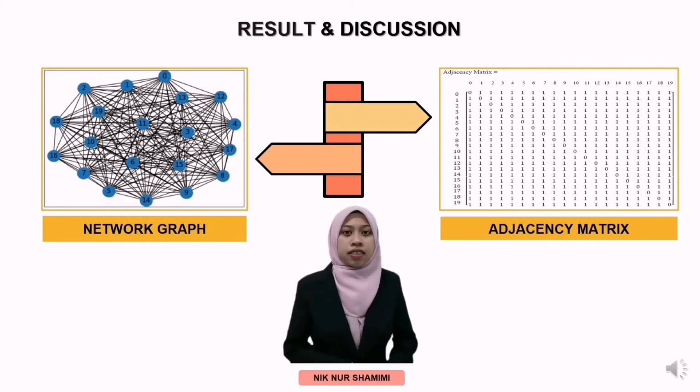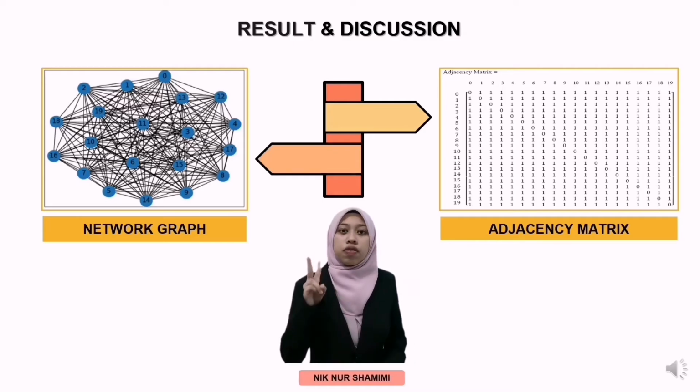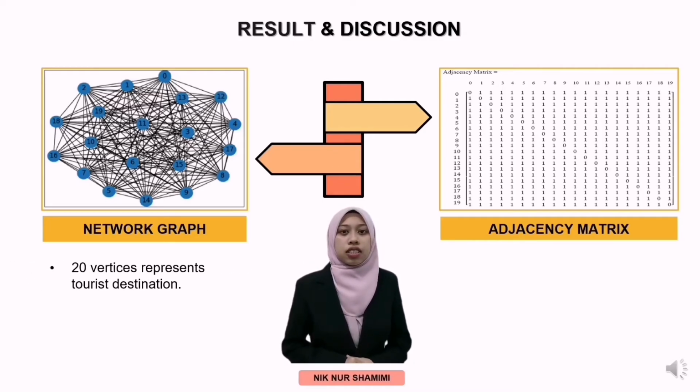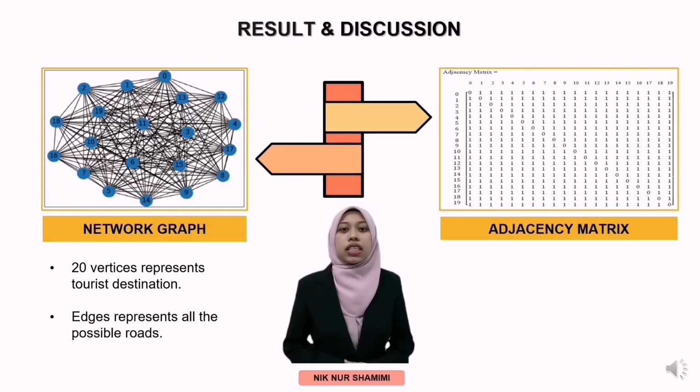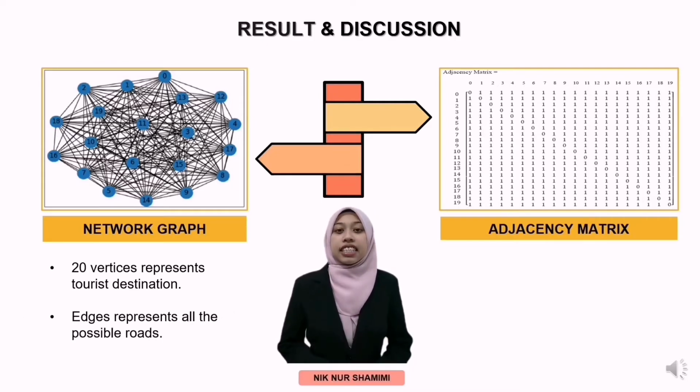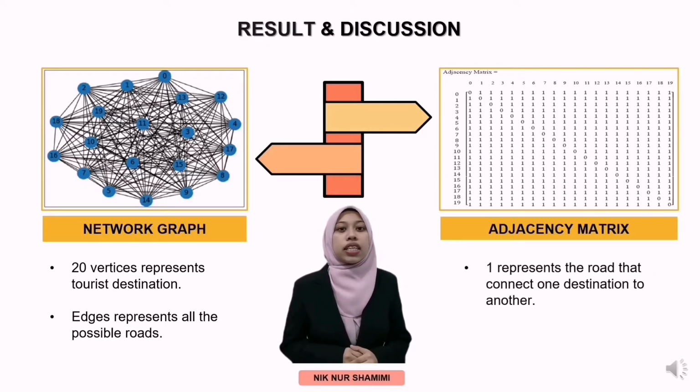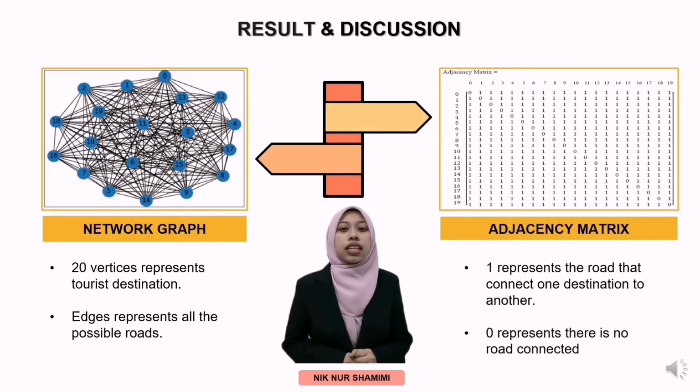On my right hand side, it is shown the network graph of all possible routes among the tourist destinations in Penang. In the network graph, there are 20 vertices that represent tourist destinations. Meanwhile, the edges represent all of the possible routes that connect one destination to another. The network graph was used to find the adjacency matrix of the 20 tourist destinations as shown on my left hand side. As we can see, 1 in the adjacency matrix represents a route that connects one destination to another, while 0 represents there is no route connected.